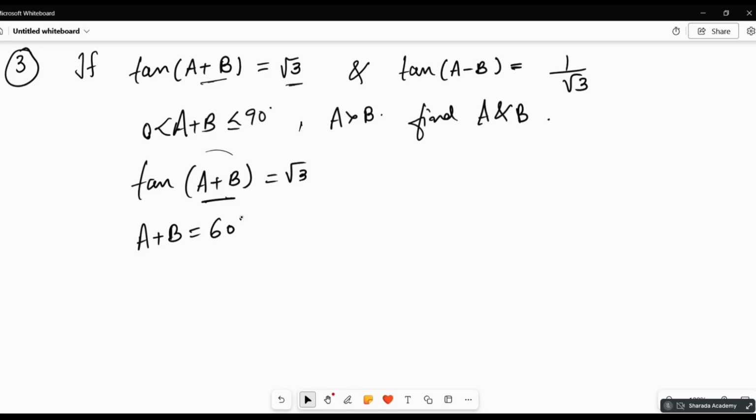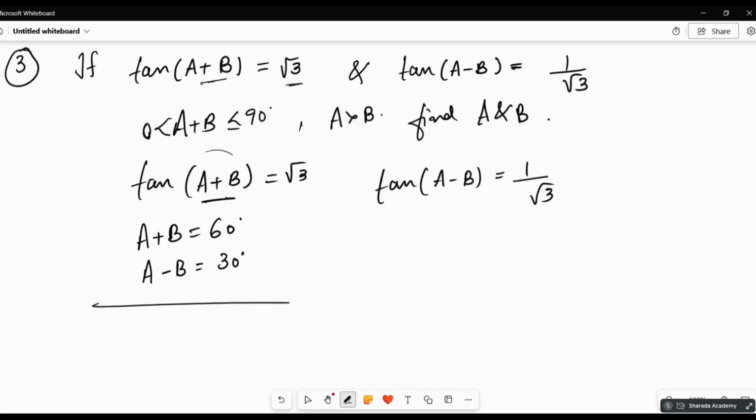Understood? When the tan of an angle gives root 3, it is tan 60, so A plus B should be equal to 60 degree here. Then tan of A minus B is equal to 1 by root 3. When will you get 1 by root 3? At 30 degree. So A minus B should be equal to 30 degree. Then only you will get 1 by root 3.